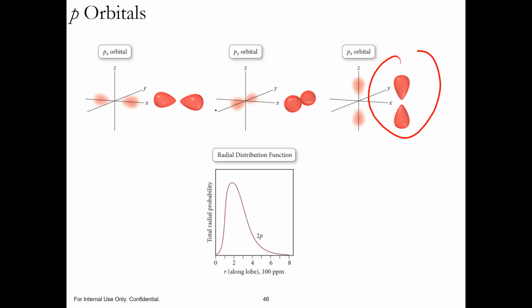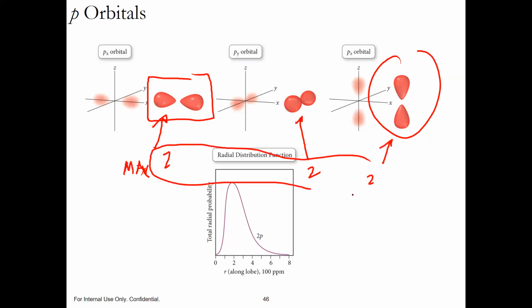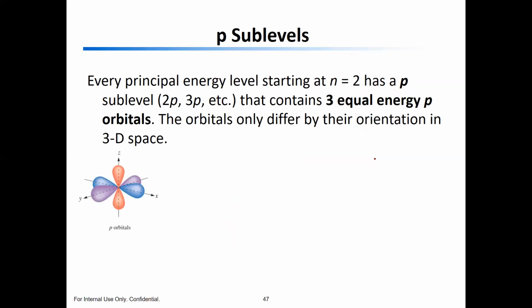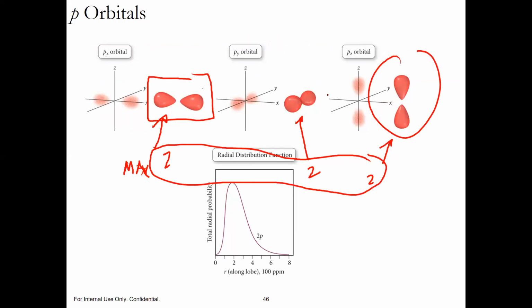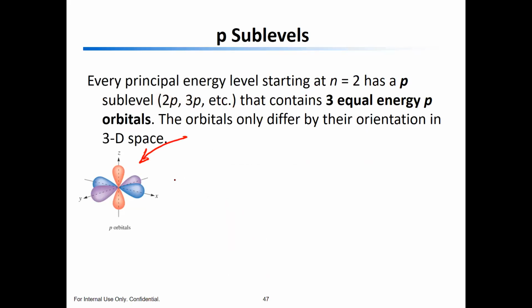Okay, so how many electrons could go in here maximum? 2, for this one by itself. How about here? 2. That one here, 2. Then all together we have 6, because there's 3 p orbitals. We draw them individually like this because it's easy to see. But in real life, they're all combined, and when they're all combined, they look like this. And there's 3 p orbitals.